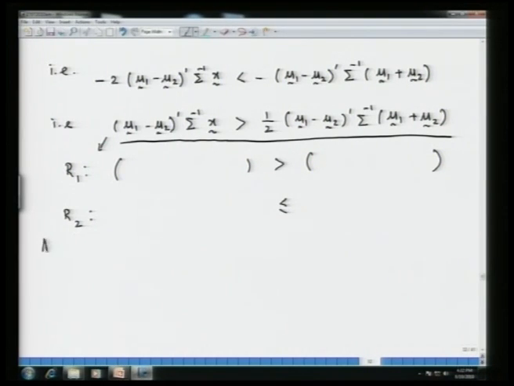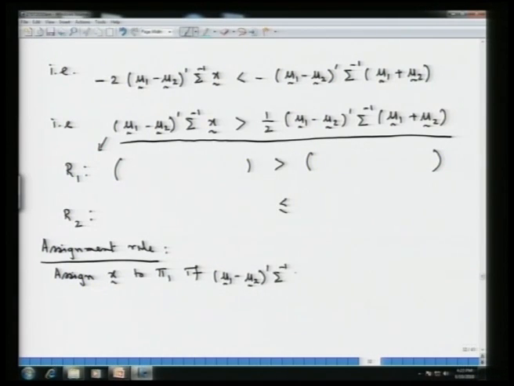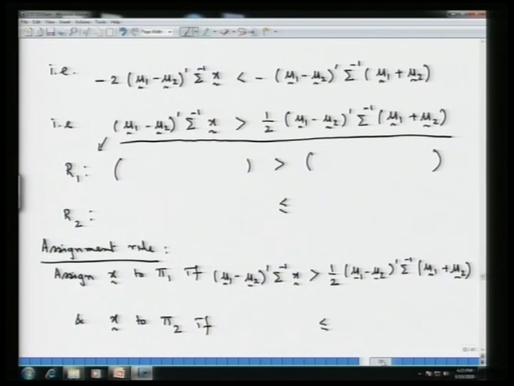So, the assignment rule or allocation rule is the following: assign the random vector x to pi 1 if we have got this mu 1 minus mu 2 transpose sigma inverse x to be greater than half mu 1 minus mu 2 transpose sigma inverse mu 1 plus mu 2 term, and x to pi 2 if x belongs to R 2, that is if this is less than or equal to this. Now, this is the same rule as what we had obtained earlier using the Fisher linear discriminant function.